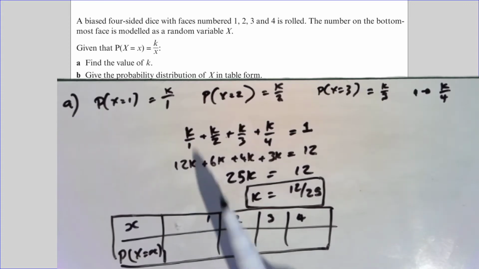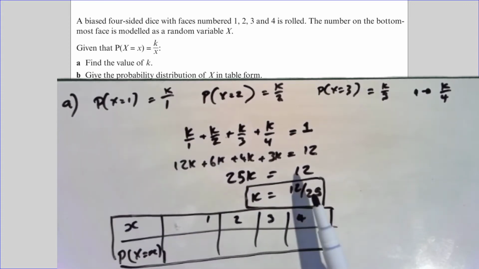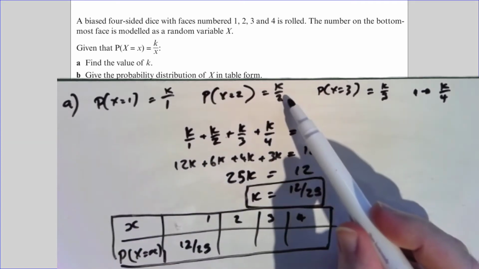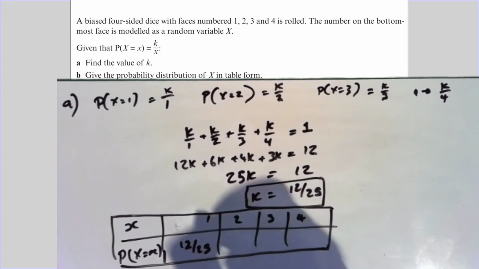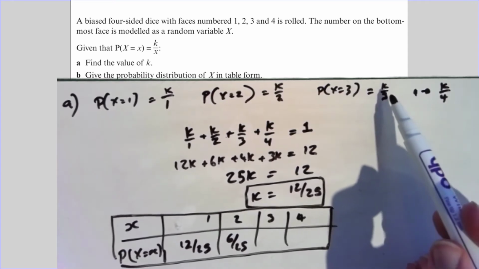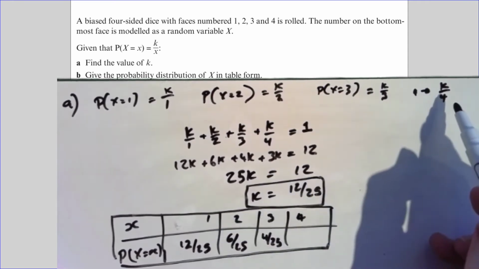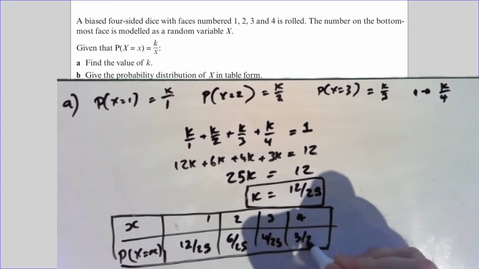So the first one is k over 1, and if k is 12 over 25, that's just going to be 12 over 25. This is k over 2, so this is like a half k, so this is 6 over 25. This next one is k over 3, so it's going to be 4 over 25. And finally k over 4, so it's 3 over 25.